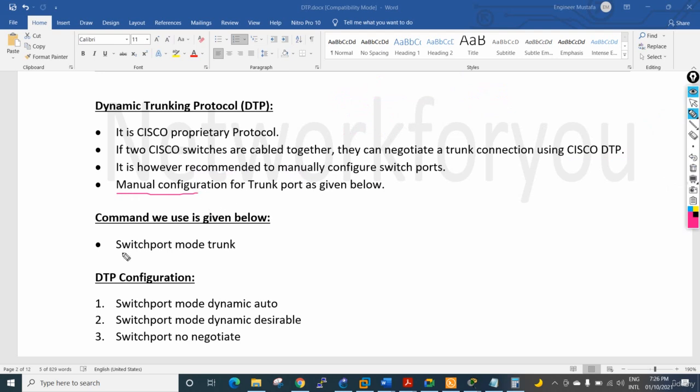And how will we do it? We will write switchport mode trunk. This is the manual command. But if you are using an L3 switch, you need to add one more command before this one. We need to write switchport trunk encapsulation dot1q.